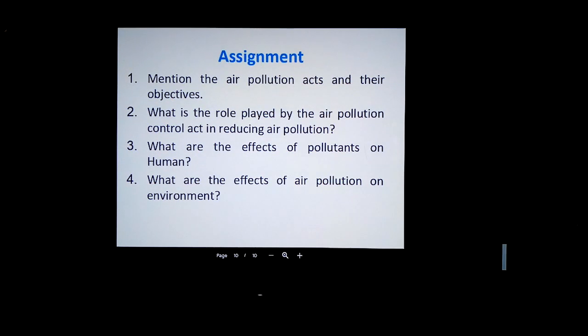Now, shall we move on to the assignment? Okay, copy down the questions and write them down on A4 sheets, pin them, and submit after reopening. Mention the Air Pollution Acts and their objectives. What is the role played by the Air Pollution Control Act in reducing air pollution? What are the effects of pollutants on humans? What are the effects of air pollution on environment?